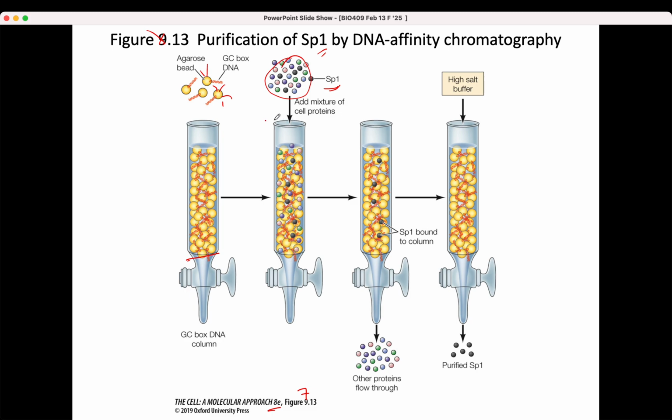So we flow the liquids through, and this is called column chromatography. I guess you have some familiarity with that from other chemistry and biology courses. This is called affinity chromatography because we're taking advantage of the affinity of our protein for that DNA. We flow it through, and then later we release the protein, and we have our protein purified, so we can study it more. What is that protein? We're really super interested in it.